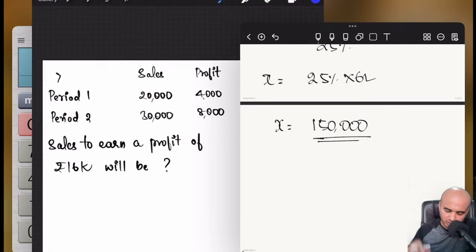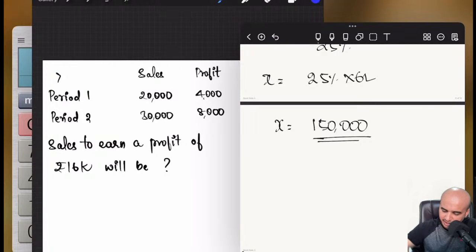Okay, we have two sets of data here with respect to period 1 and period 2. Period 1 we have sales of 20,000 and profit 4,000, whereas in case of period 2 we have sales of 30,000 but profit of 8,000. Now the point here is they have asked us to calculate sales to earn a profit of 16,000, which will be dash. Again, this is slightly tricky because there is no variable cost, there is no fixed cost, obviously there is no contribution either.